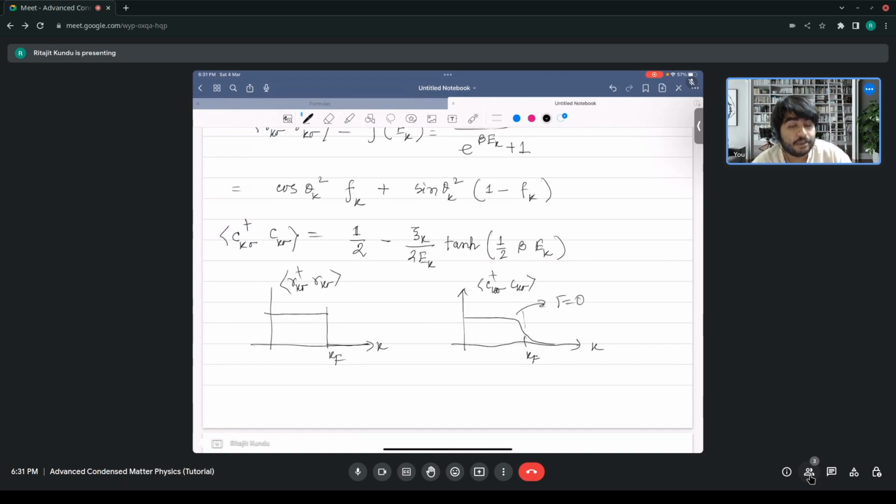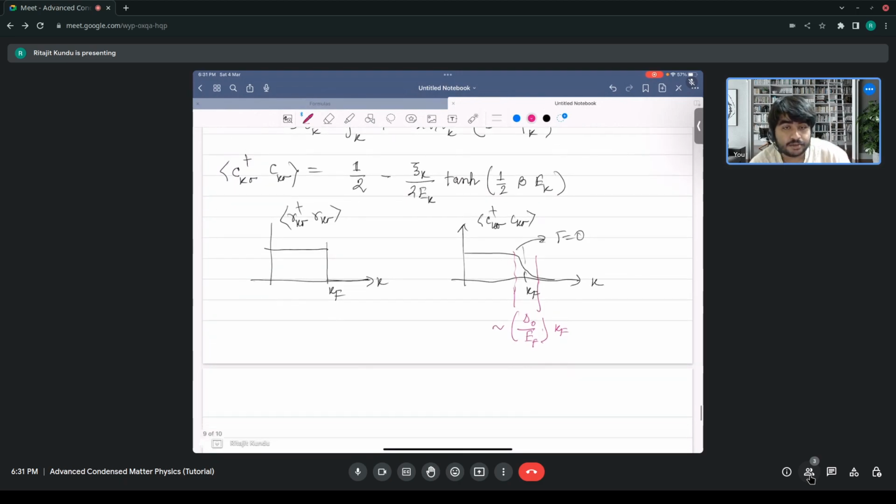This happens because you have now formed a gap because of the attractive interaction. So this smearing out is given by Δ0 by EF times kF, of the order of this. This is present even at zero temperature, and it is coming because of interaction.